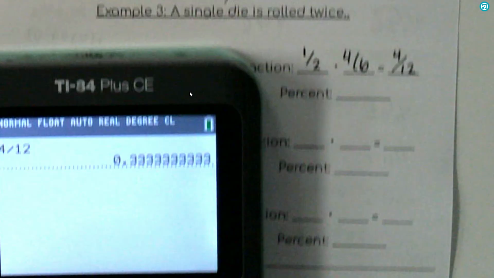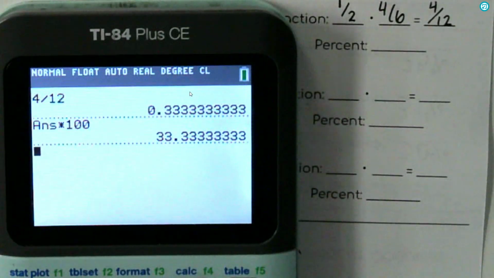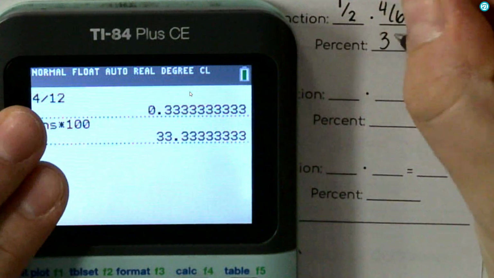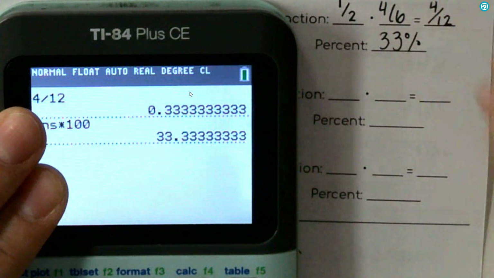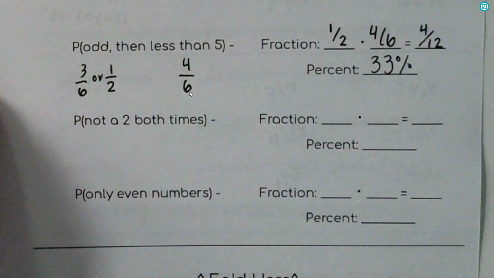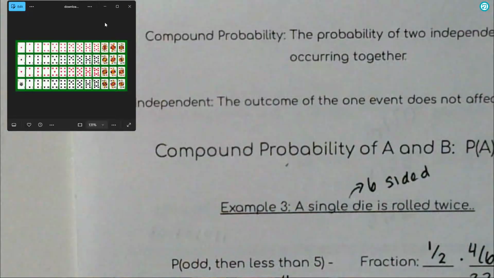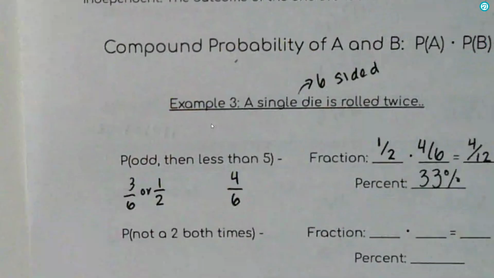But we want it as a percentage. We'll multiply that by 100 and we will get 33.3. Does that round up or stay the same? Stay the same. So that is a 33% chance of those two events happening. Okay, any questions at the moment?